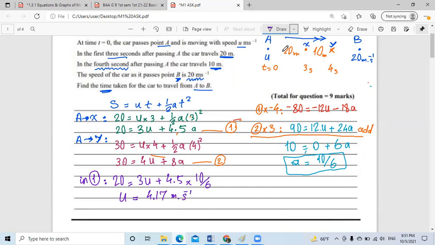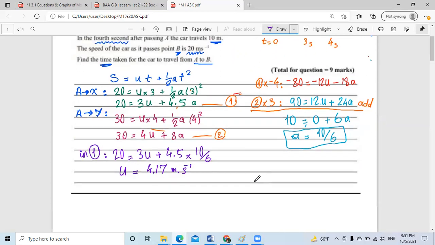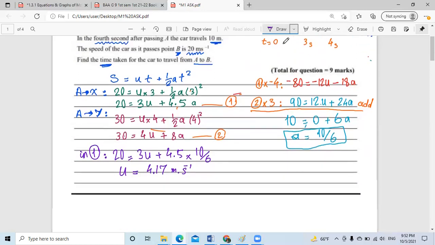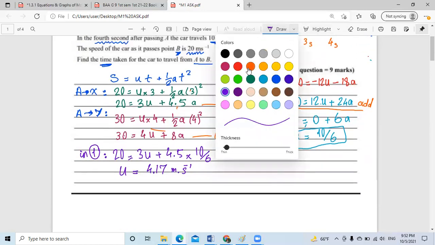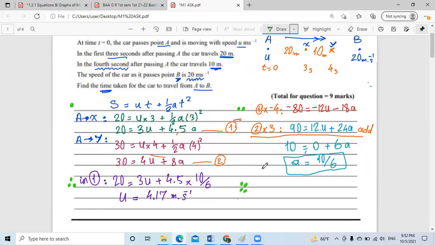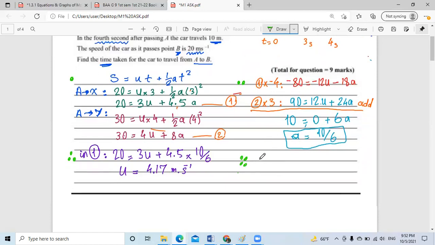Now I have found the value of u at position A, and they ask us to find the time from A to B. I know u, which is 4.17, I know v, and I know now the acceleration, and they ask about the time. Which formula will I use? I will use the equation that has no distance. So this is the first step, this is the second step, this is the third step, and now this is the fourth step. That's why it has 8 or 9 marks. Actually, it has 8 marks. I don't know why it's not 9 marks.